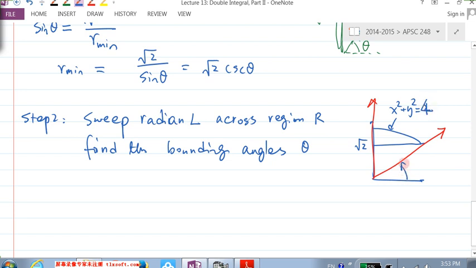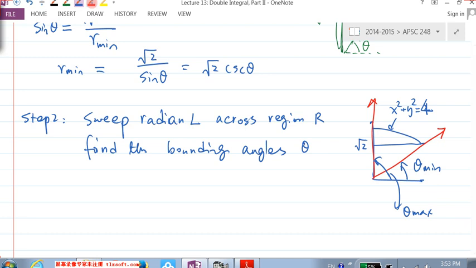For the first bounding reading line, this first one here, we call the corresponding angle theta min. And this one here is theta max. Okay, those are the limits for theta min and theta max. Does that make sense?